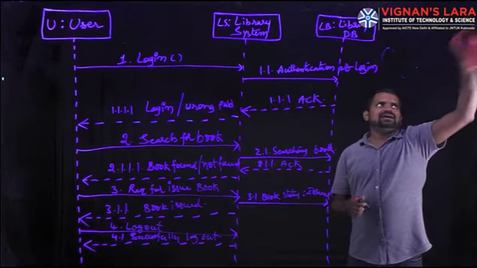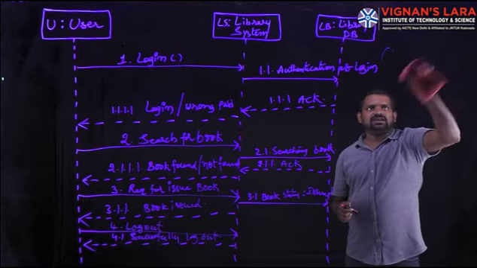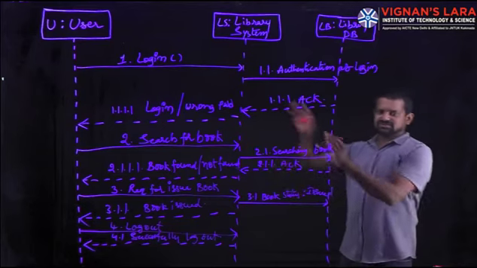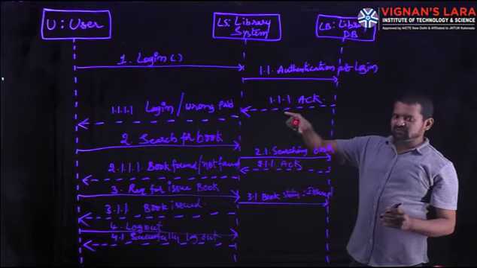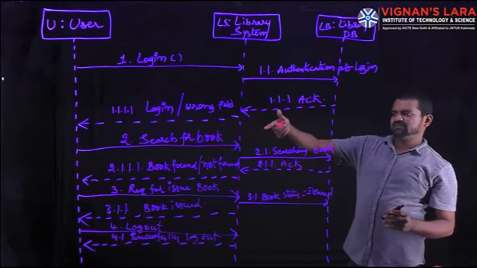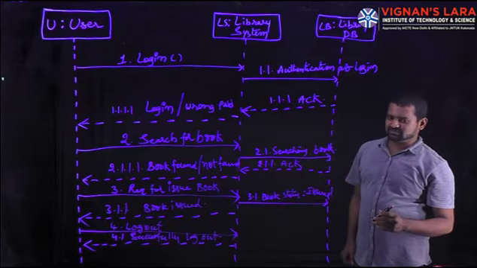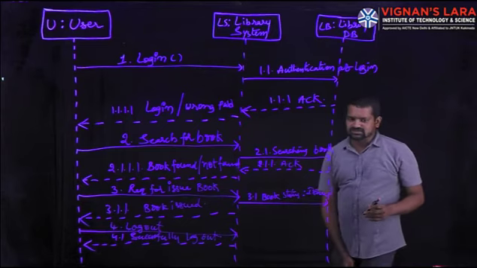Now, draw the collaboration diagram for the library management system with the same example. The sequence diagram represents time ordering, whereas the collaboration diagram represents a structural view of a system.